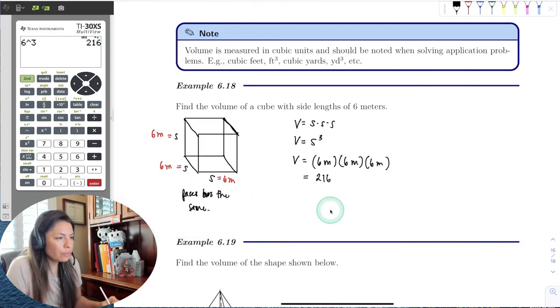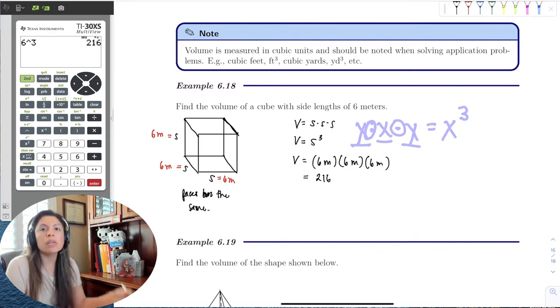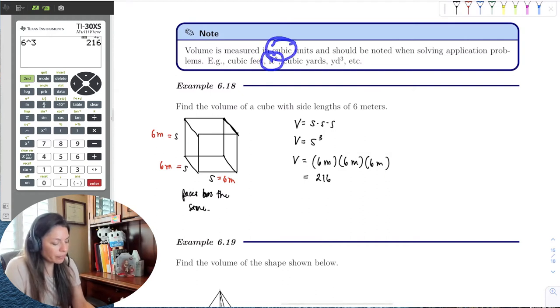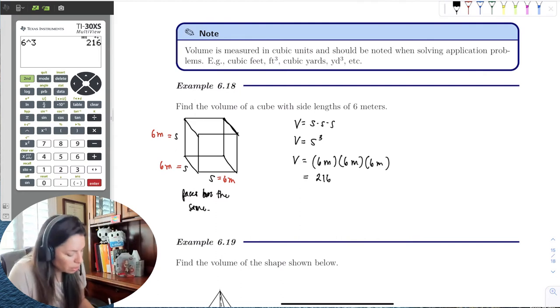But this also means that we have meters times meters times meters, right? X times X times X is X cubed, right? Multiplying the same base, we add the exponents. So here, that's how we get the cubic units, because we're multiplying three factors. So this will be cubic meters.